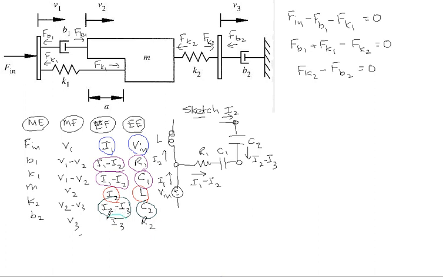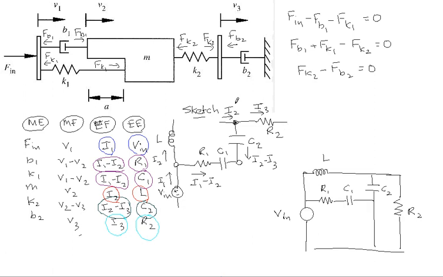Finally, we consider the case of I3, which has a resistor R2 associated with it. In this case, if there's a current I2 flowing into this node and I2 minus I3 is flowing away, obviously a current of I3 is flowing in this direction and R2 is associated with I3.